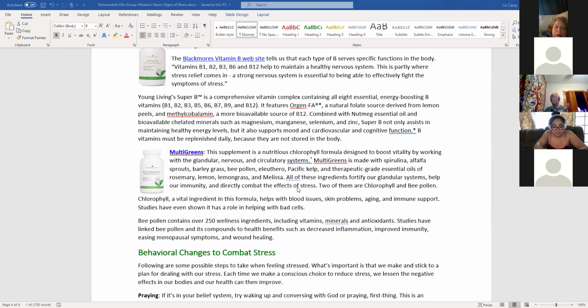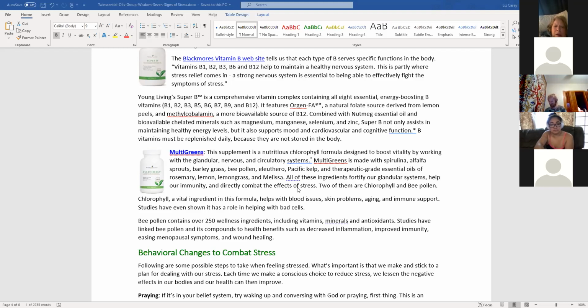But all of the ingredients in this, Pacific kelp, and then of course, essential oils of rosemary, lemon, lemongrass, and Melissa. Oh my God, I love Melissa. She's my favorite. They are all super helpful for fortifying our glandular systems and our immunity, of course. I love eating seaweed, but some people don't like it. So if you don't like eating seaweed, then eat some multigreens, because that's basically what you're getting in this stuff, and you don't have to eat seaweed.